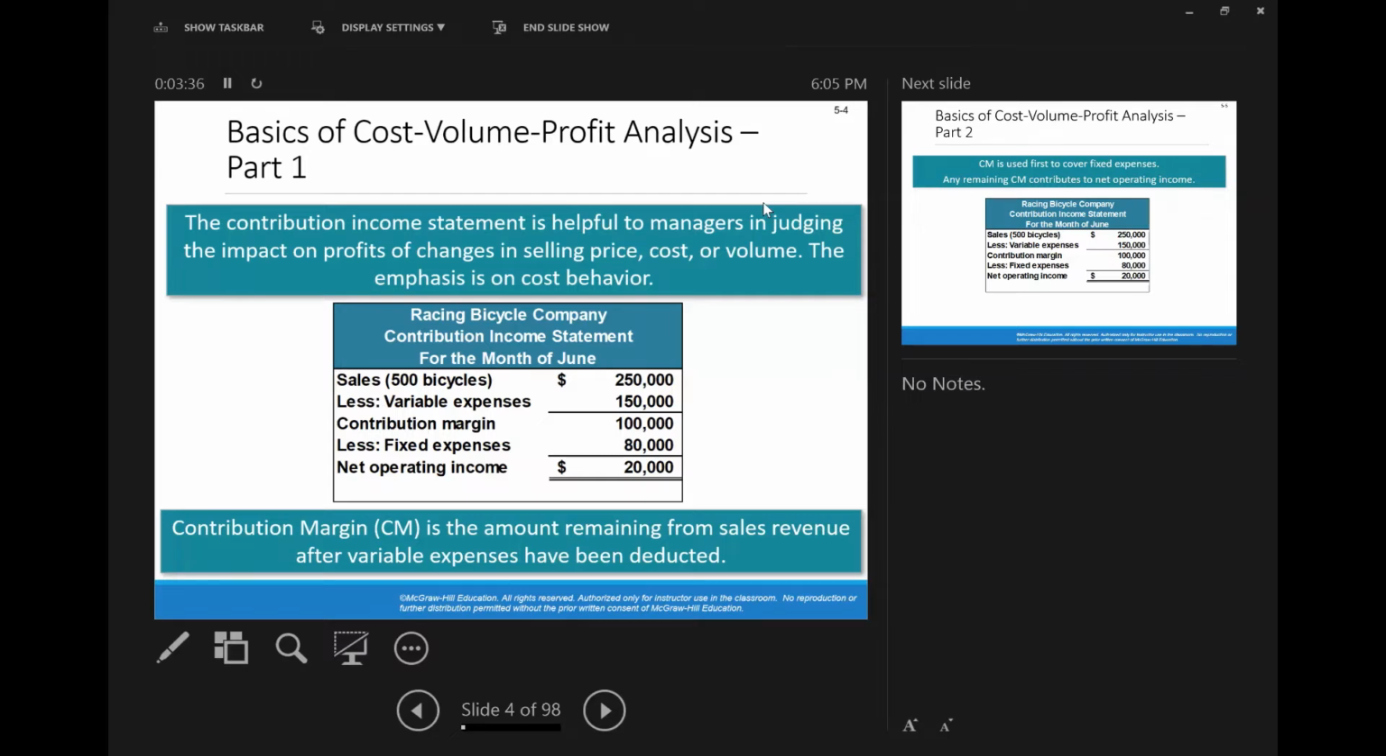A lot of times this is done internally for management to make decisions. It says it's helpful for managers in judging the impact on profits of changes in selling price, cost, or volume. So they try to make decisions on how to bring in the most money for the company. And they may change some things just to tweak it and see what's best for the organization as a whole.